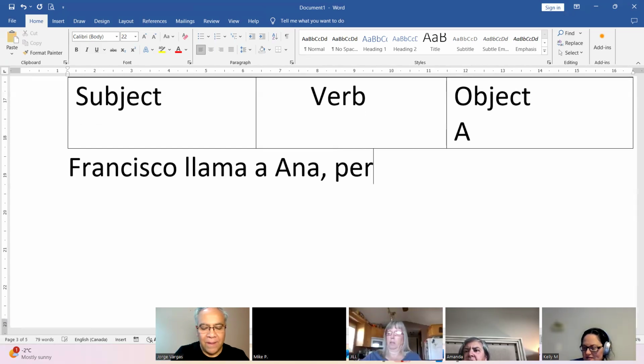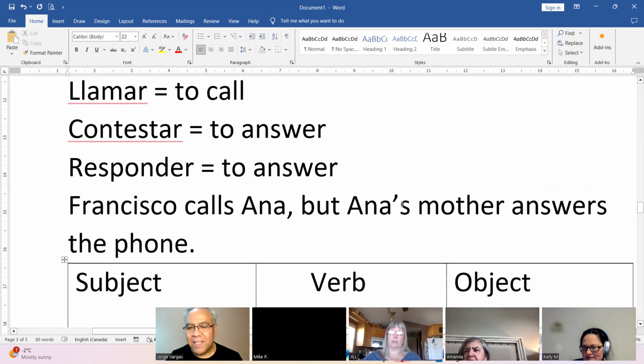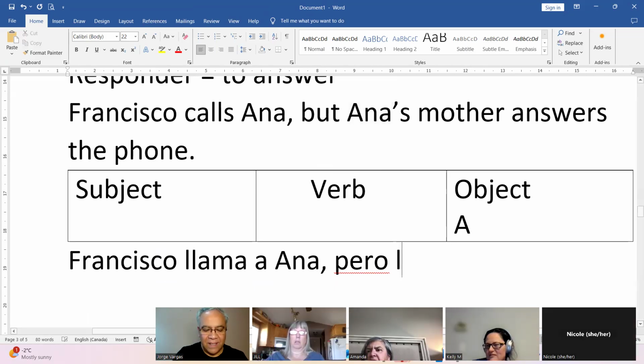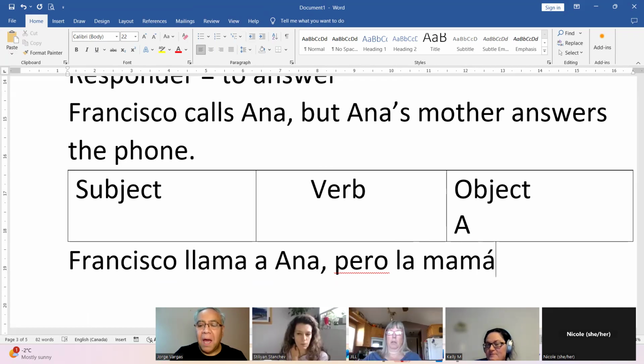Pero. And now, remember my piece of advice. Whenever we have the apostrophe S, do not start with the first element. You're not talking about Ana. You're talking about the mother of Ana. La madre, or I'll go with la mamá, yeah, I'll go with both. La madre de Ana. And now, time to shine bright like a diamond. Answers the phone. Responde.